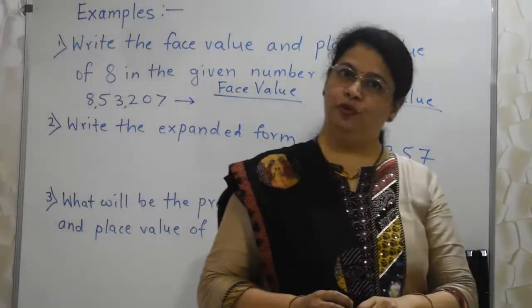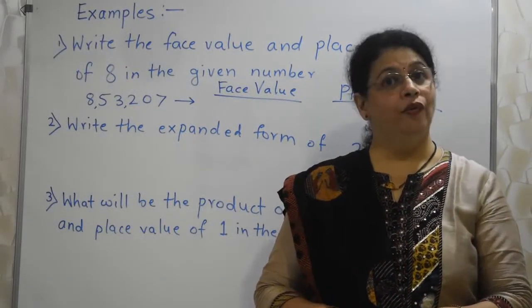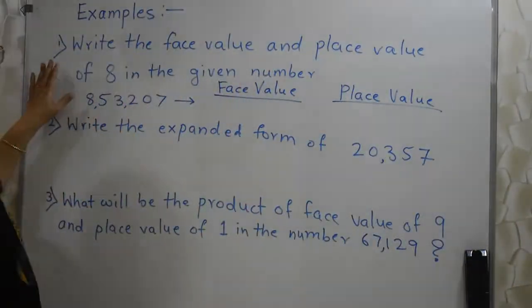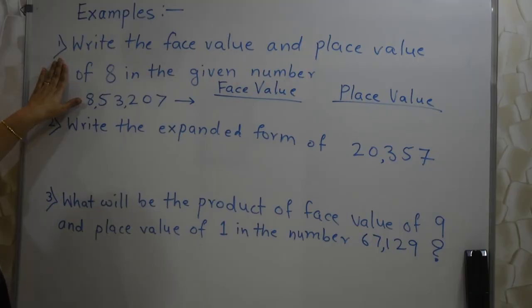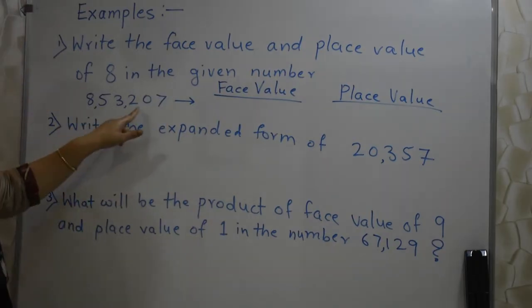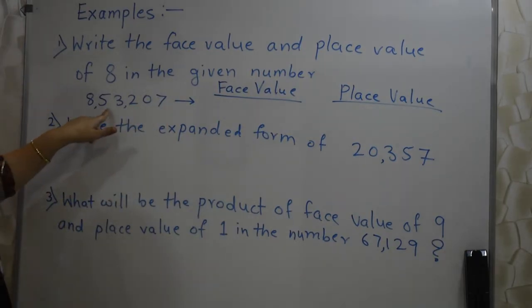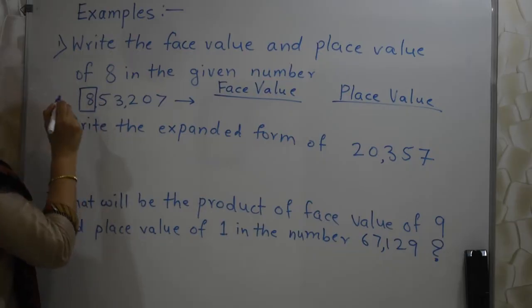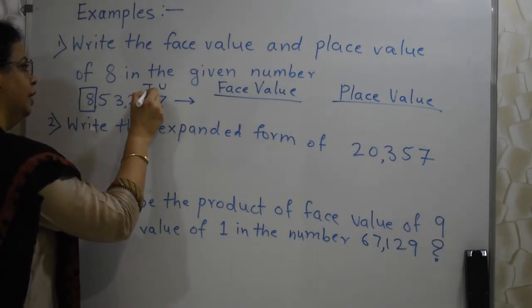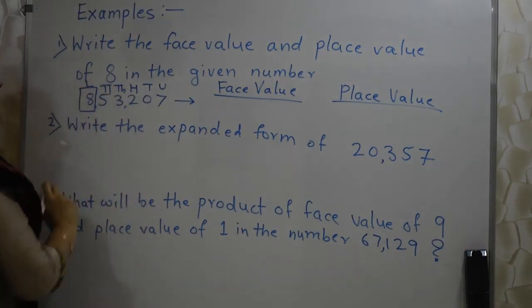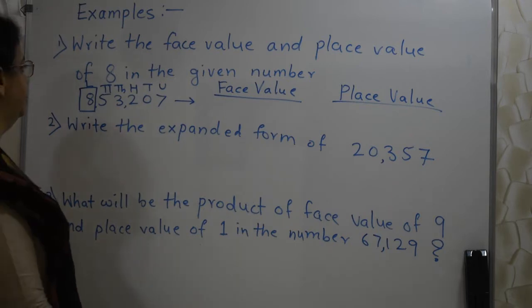Students, I am sure most of you must have done all this. In case you haven't got the answer, don't worry, I am there to help you, right? Okay, let's begin. Write the face value and the place value of digit 8 in the given number. This is a number given to you, 8,53,207. Now face value of 8. 8 is here. Which is this place? Write down units, tens, hundreds, thousand, 10,000, lakhs. So 8 is in lakhs place.